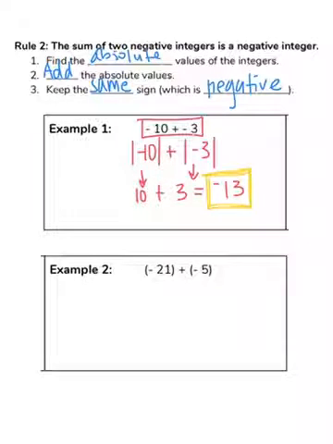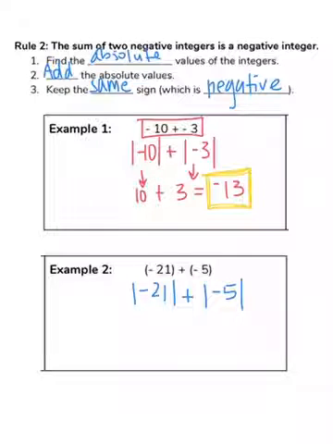Looking at example 2, sometimes you'll see some parentheses so that it shows that you're working with a negative or a positive number. Again, I'm going to rewrite this, as you should be doing as well. So I'm going to find the absolute value of negative 21, plus the absolute value of negative 5.